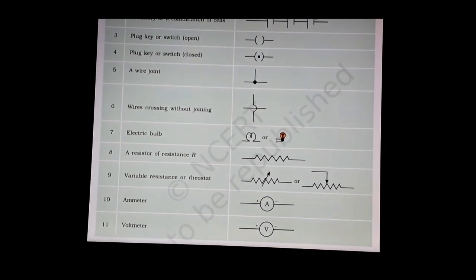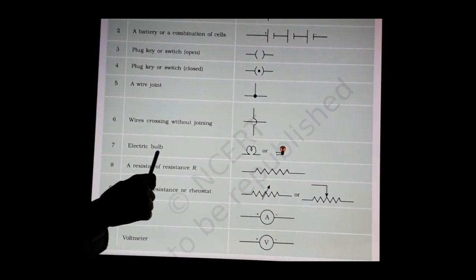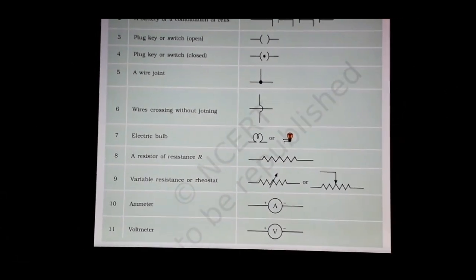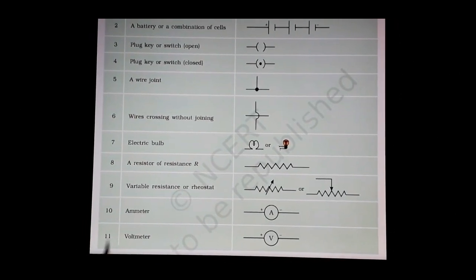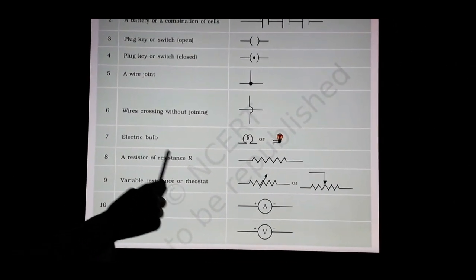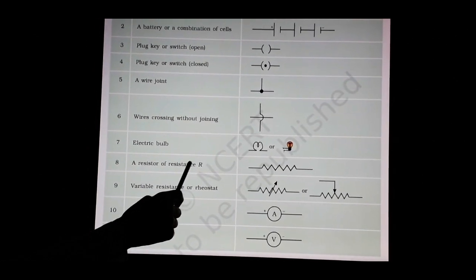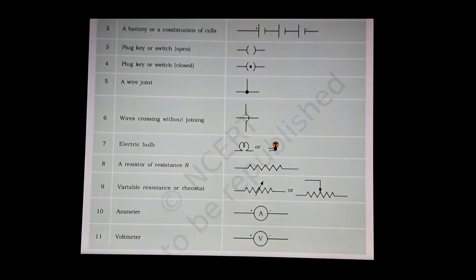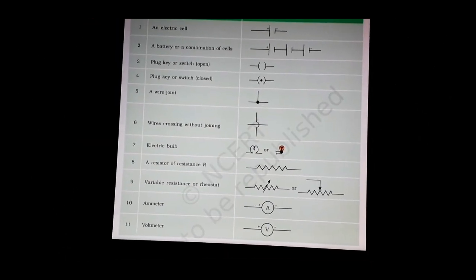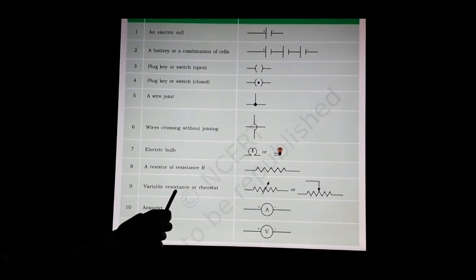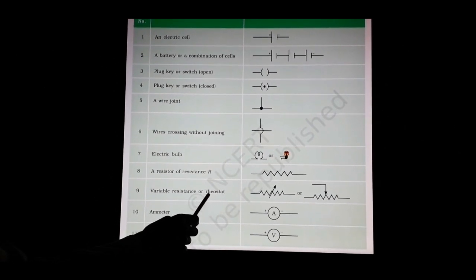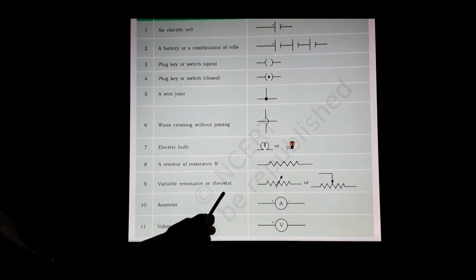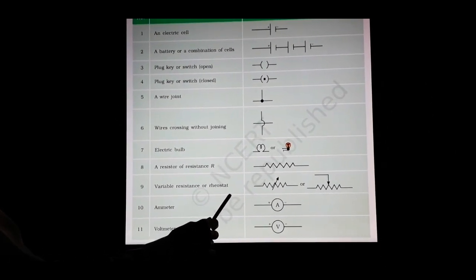Now, next one is the electric bulb, which is the main component of an electric circuit. It uses the electricity to glow. Next one is the resistor of resistance R. Resistor of resistance R means a resistor having resistance R. It restricts the flow of current. Now, next is the variable resistance, which is also known as rheostat, which regulates the flow of current by increasing or decreasing the resistance R.